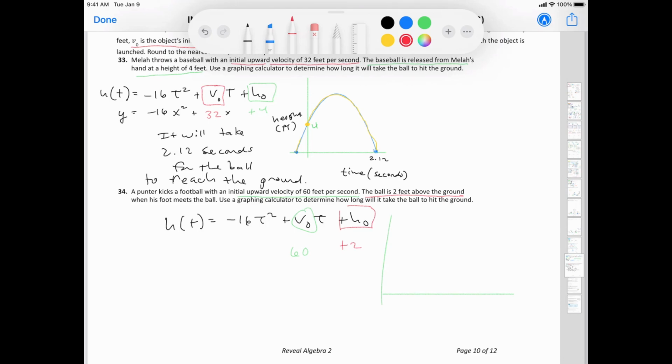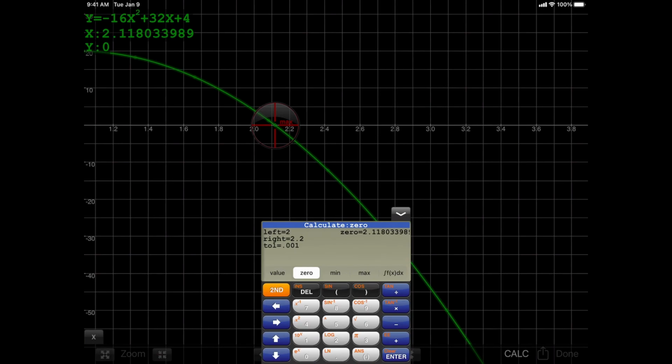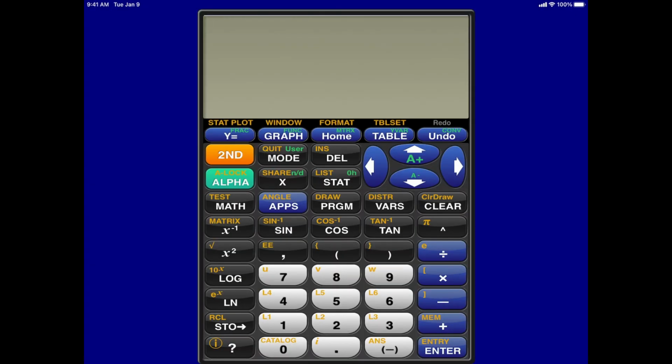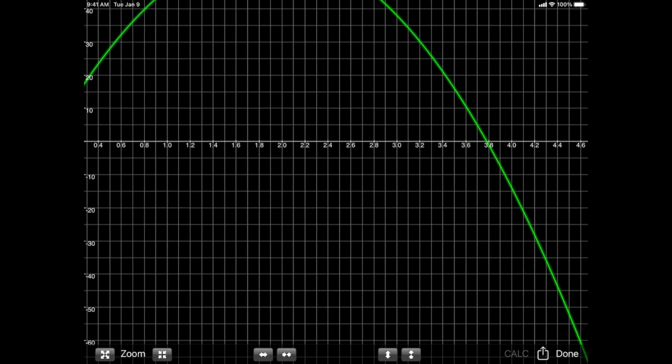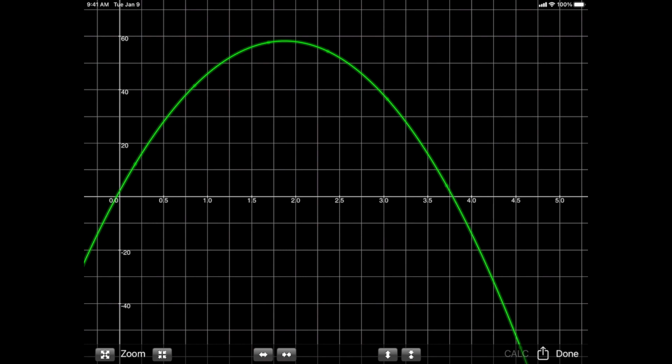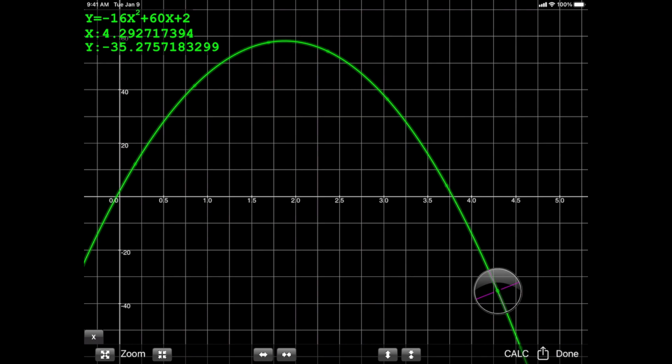They basically want to know what t is. So let's go ahead and fill this in. And remember, we'll just change it to friendly y's. Negative 16x squared plus 60x plus 2. Let's put it in. Negative 16x squared plus 60x plus 2. Let's go to graph. Okay, so it looks like that number is between 3.5 and 4, so I'm going to click on the graph.